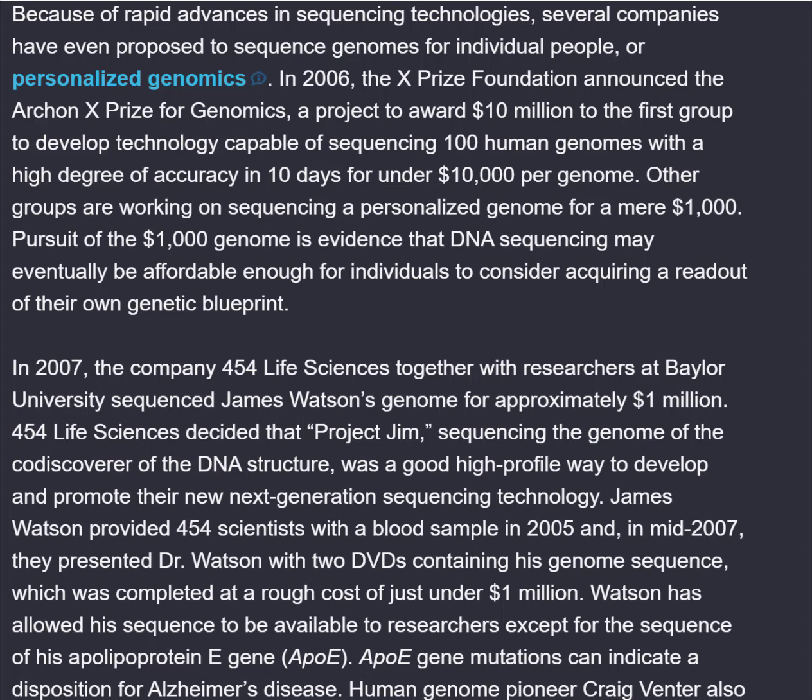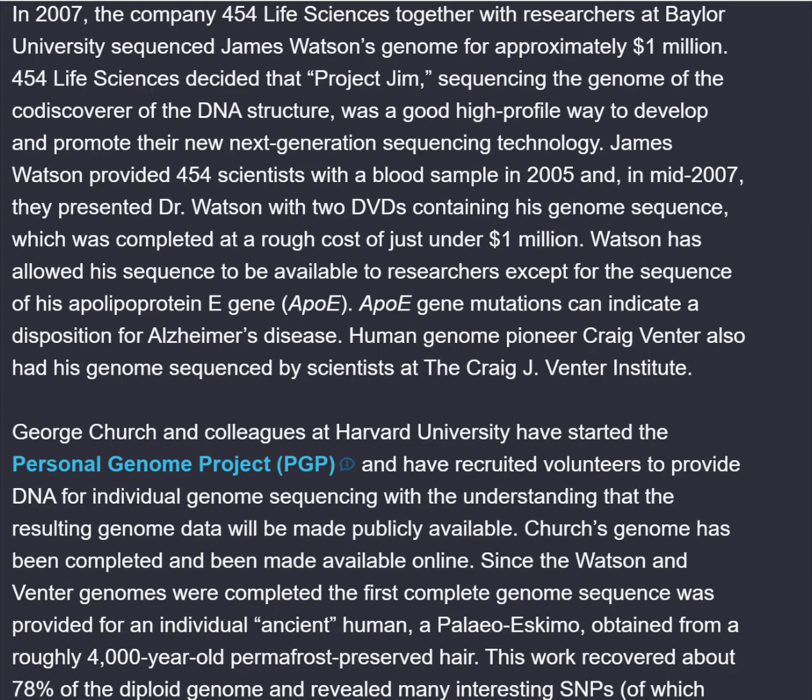Other groups are working on sequencing a personalized genome for a mere $1,000. Pursuit of the $1,000 genome is evidence that DNA sequencing may eventually be affordable enough for individuals to consider acquiring a readout of their own genetic blueprint. In 2007, the company 454 Life Sciences together with researchers at Baylor University sequenced James Watson's genome for approximately $1 million.